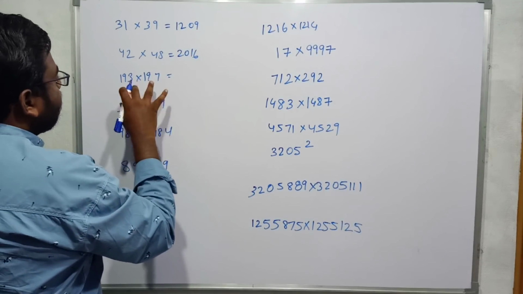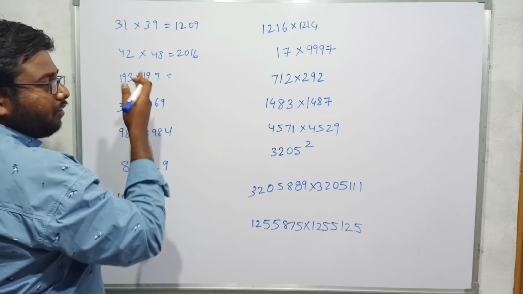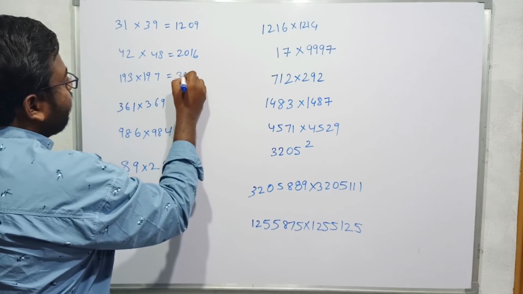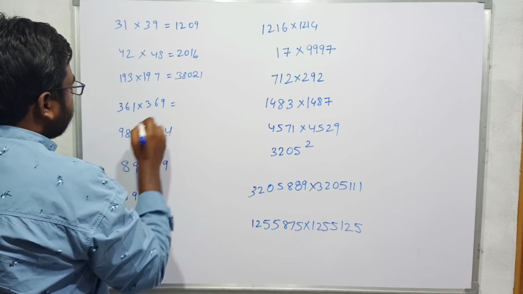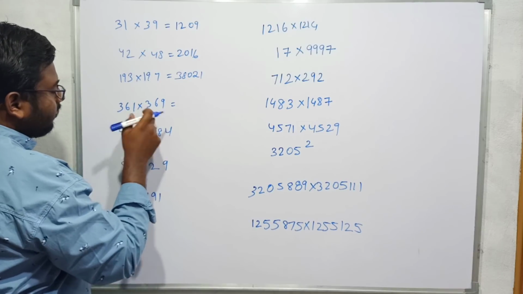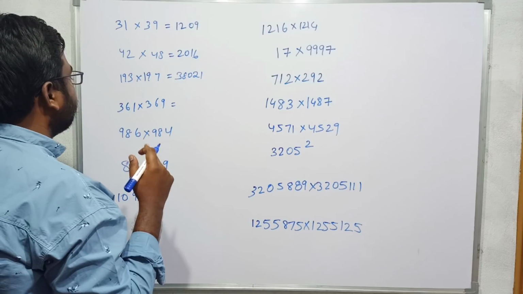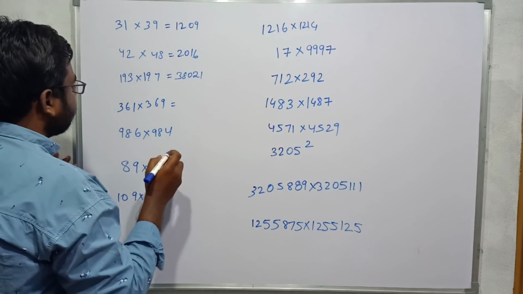193 into 197, 7 plus 3 is 10, 19 and 19 same. 19 after 20 will come, 380, 21. 361. 369, 1 plus 9 is 10, 36 and 36. 36 into 37, 36 square plus 36. 1296 plus 36.